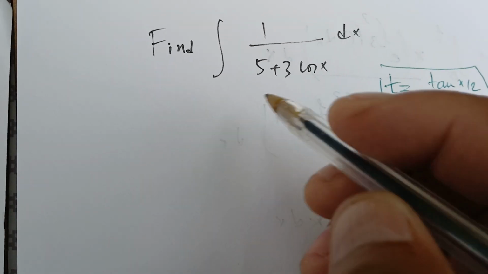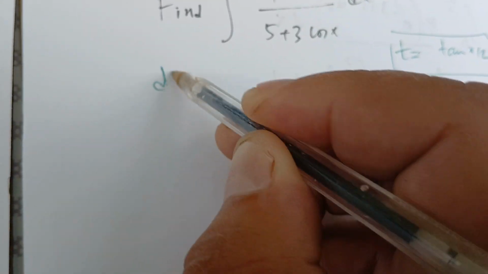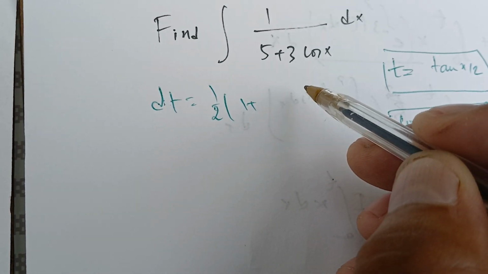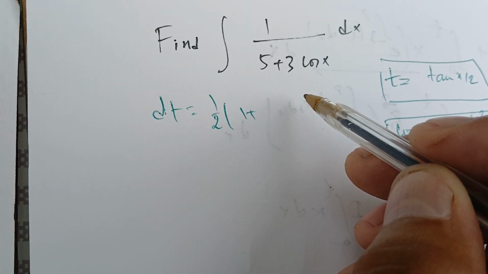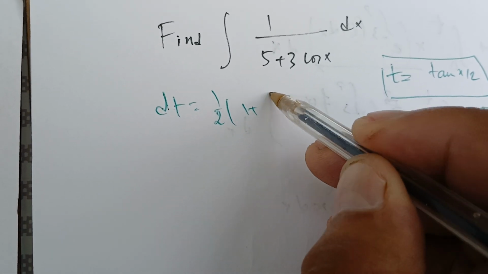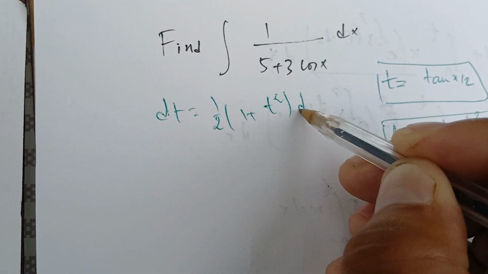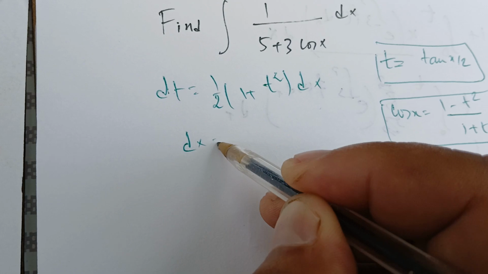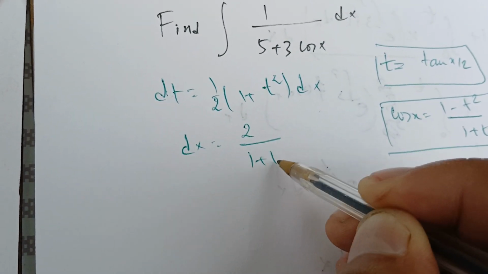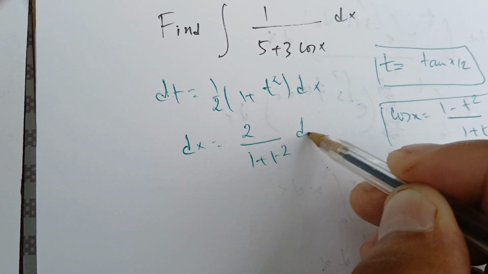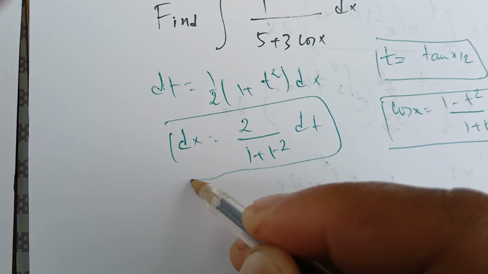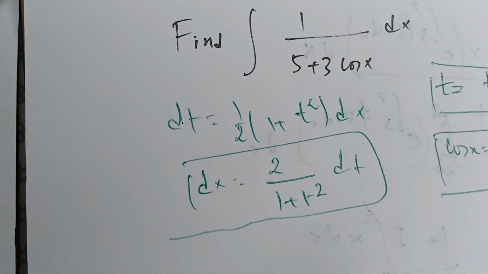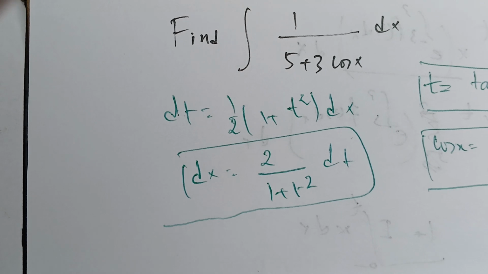To have dx, we differentiate t. We get dt is 1/2 times 1 plus tangent x over 2 squared, which is t squared, dx. Therefore, dx is 2 times 1 over 1 plus t squared dt. Now we have all we need to solve this integral.